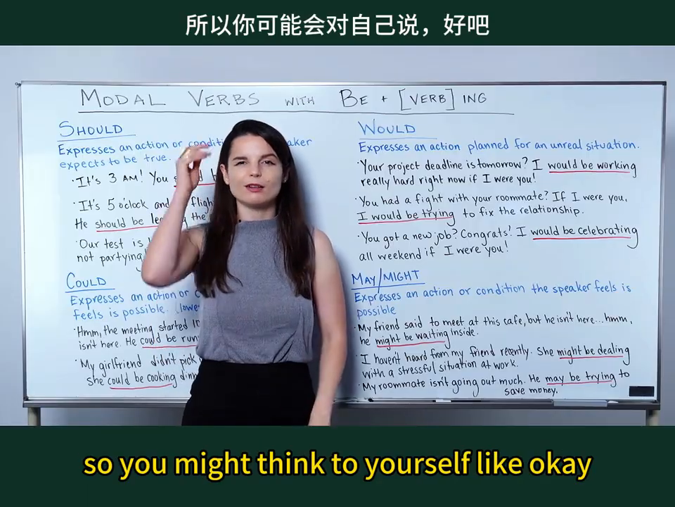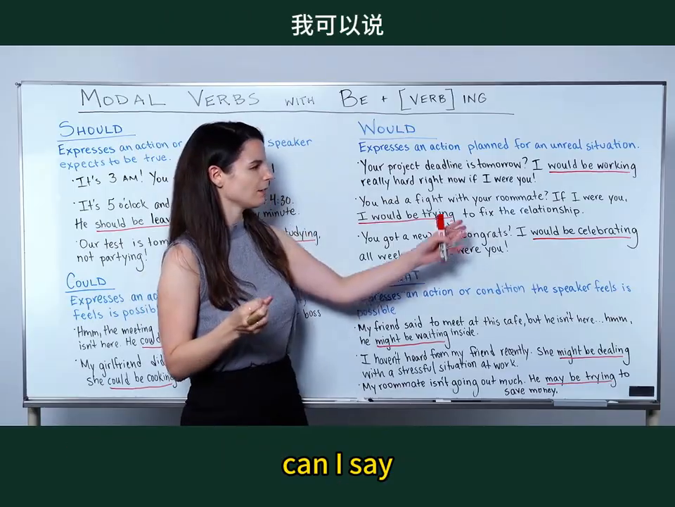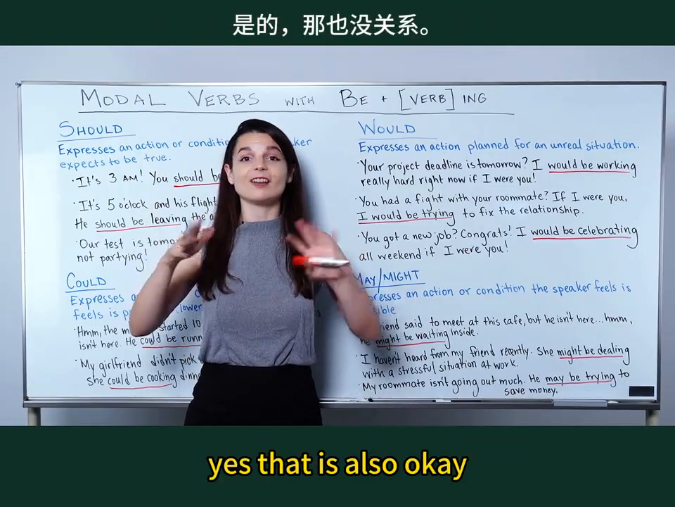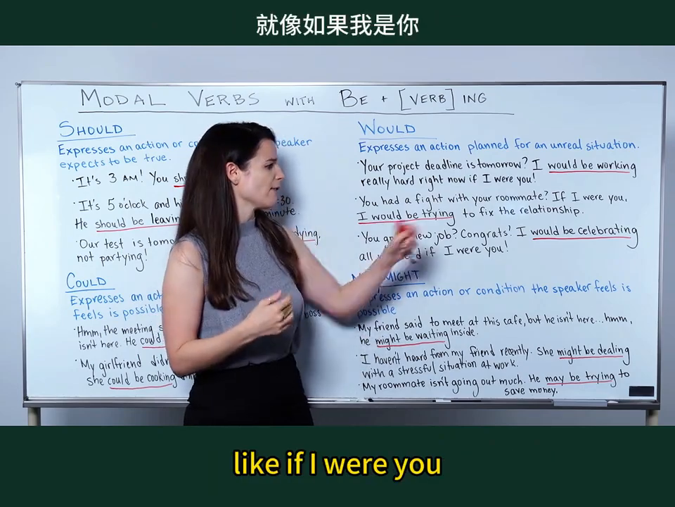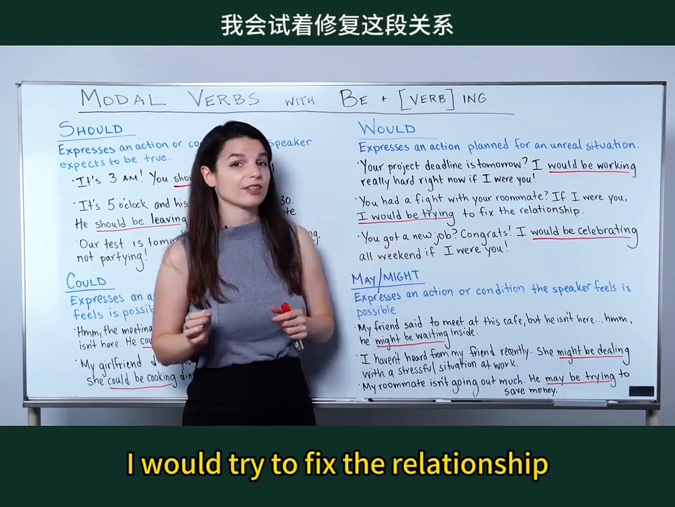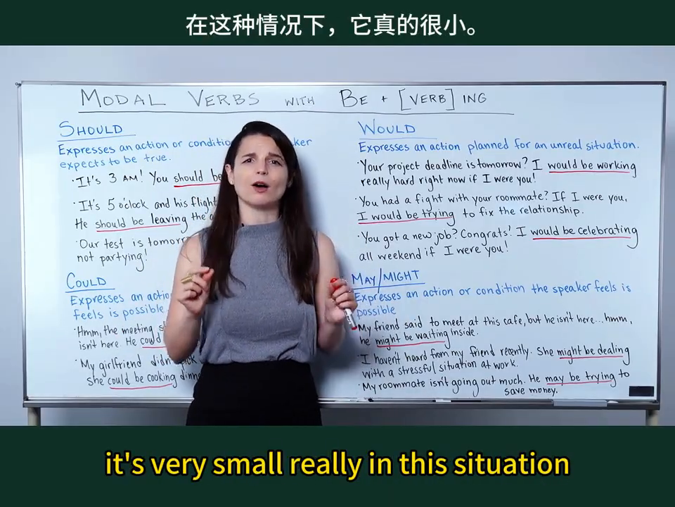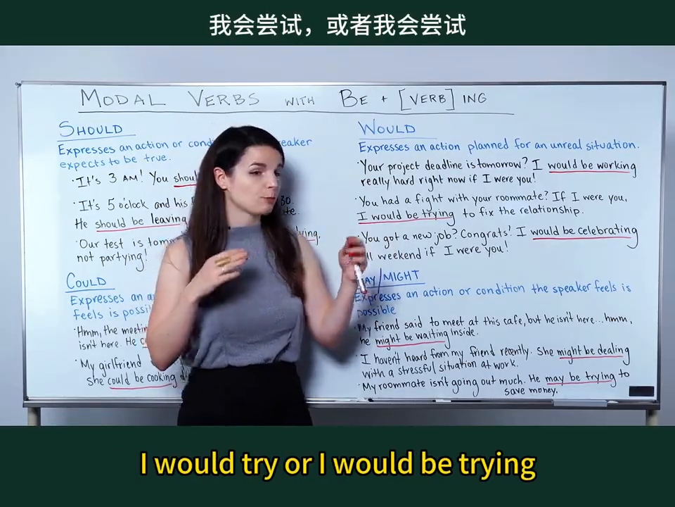So you might think to yourself, okay, why do I have to use the progressive form here? Can I say, if I were you, I would try to fix the relationship? Yes, that is also okay. So the difference in those situations, like if I were you, I would try to fix the relationship, and if I were you, I would be trying, it's very small really in this situation. I would try, or I would be trying.